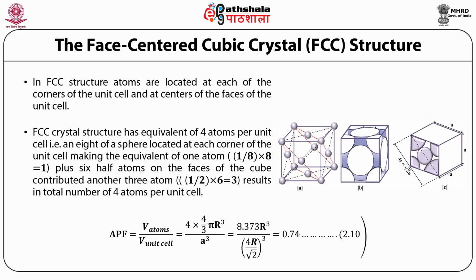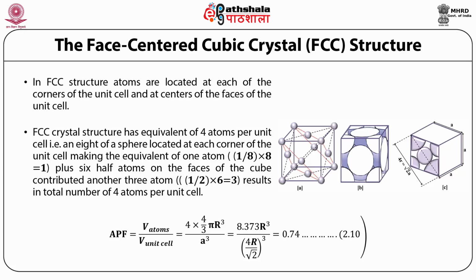Hence, FCC crystal structure has an APF of 0.74, which means 74% of the volume of the unit cell is filled with atoms. Further, the APF of FCC crystal structure is greater than the APF of BCC crystal structure. The APF of 0.74 is the maximum possible packing of atoms of the same diameter in a unit cell.